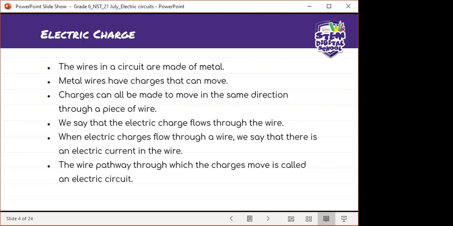Okay, so electric charge. The wires in a circuit are made of metal. Metal wires have charges that can move. Charges can all be made to move in the same direction through a piece of wire. We say that the electric charge flows through the wire. When electric charge flows through a wire, we say that there is electric current in the wire. It is very important to note this word, electric current. Then the wire pathway through which the charges move is called an electric circuit.